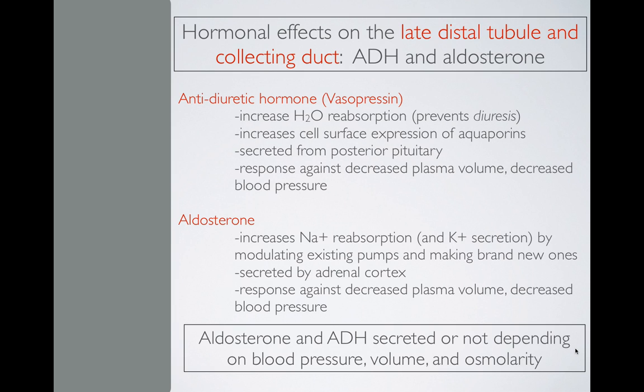Alright, so essentially both of these hormones are just increasing channels for specific molecules. ADH helps you pee less by opening doors for water to get out of the filtrate. Aldosterone helps reabsorb sodium by opening up more doors for sodium in the DCT.